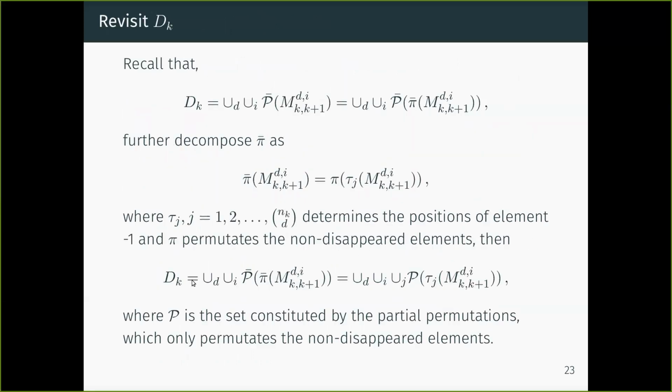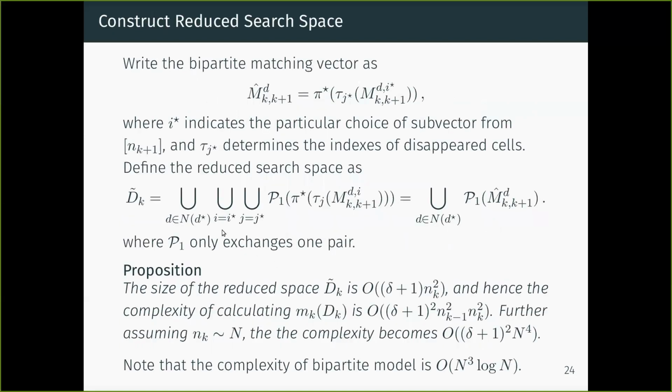Recall that the space of matching vectors can be written as the union of some permutations. Then the reduced space can be obtained by restricting the index, such as fixing i and j and restricting d in this range. With this reduced space, we can reduce the complexity to this order, which is comparable with the bipartite model. Next we will present the simulations to show the superiority and the efficiency of our proposed method.